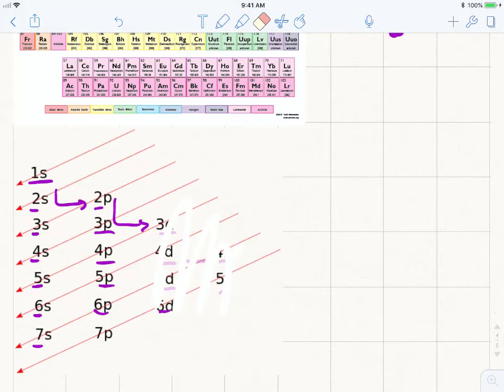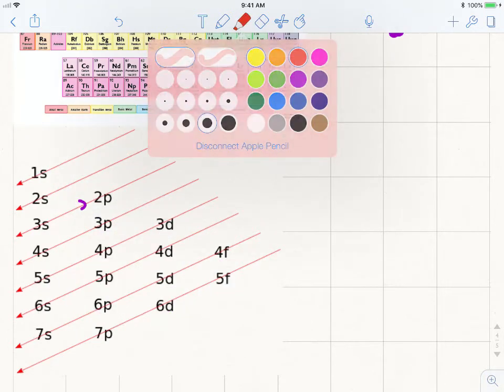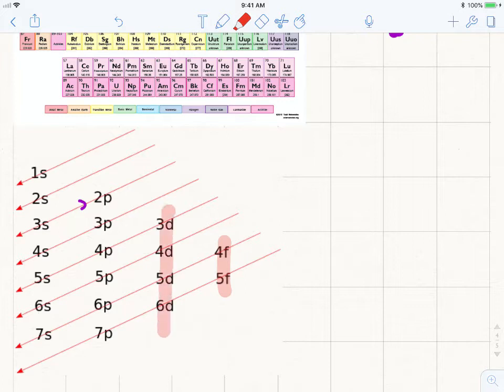But to keep things really, really simple here, remember, we are not worrying about our d's and f's. And we're not even really going to be worrying so much about these either, so don't worry about that. Okay.